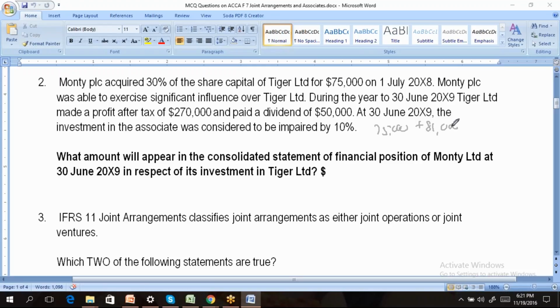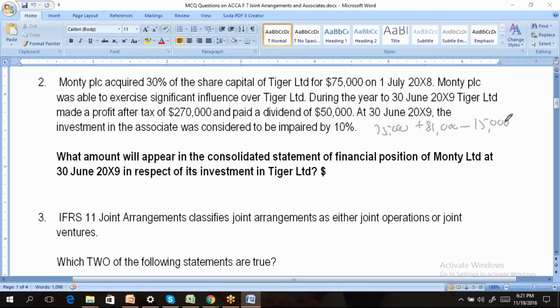They paid a dividend of 50,000. So when they pay a dividend of 50,000, we will get 30% of that. So we take our share of the dividend off, we have to take off the dividend. Then we have to look at the impairment.